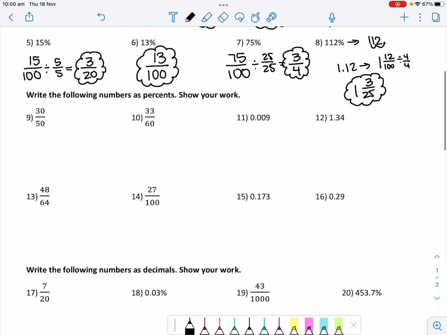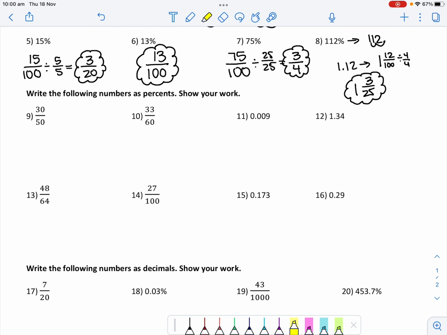The next section says write the following numbers as percents. So for the fractions, I want to get them out of 100. So for number 9, I'm going to multiply by 2 on both the top and the bottom, and I get 60 over 100, and that's going to be 60%.